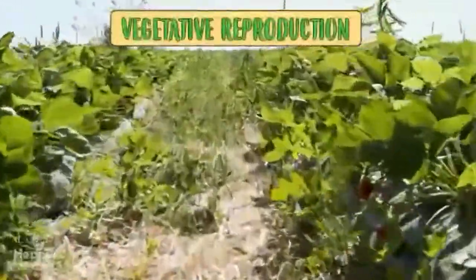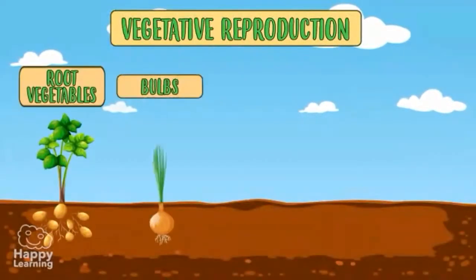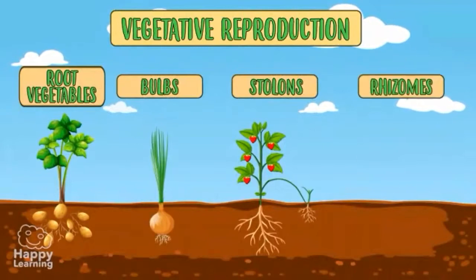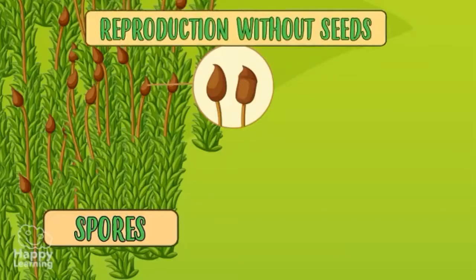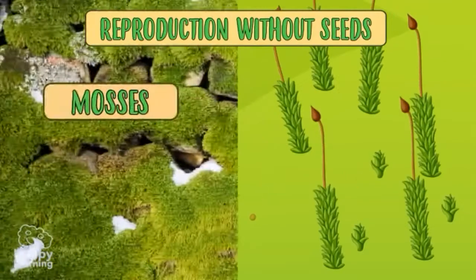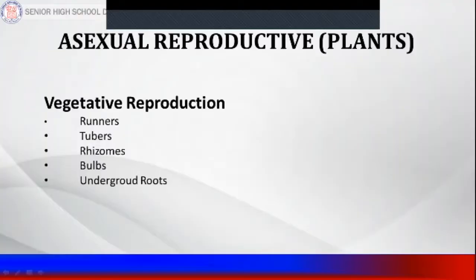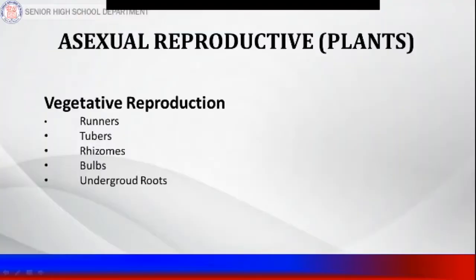If you want to get to know vegetative reproduction, what root vegetables, bulbs, stolons and rhizomes are, if you want to learn how plants without seeds reproduce, what mosses and ferns are, which are part of a type of reproduction. So what are these? What are rhizomes? What are these tubers? What are these runners, bulbs, and underground roots?